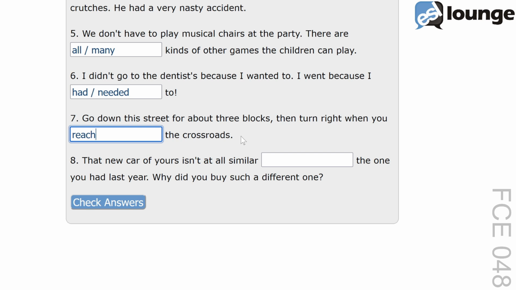And now, the last one, question 8. That new car of yours isn't at all similar blank the one you had last year. Why did you buy such a different one? The correct answer is to. Similar to means alike in appearance or nature. For example, this book is similar to the one I read last month. Another example is, your idea is similar to mine.